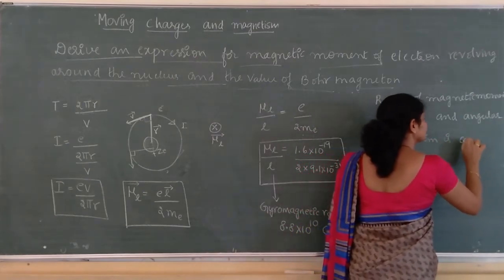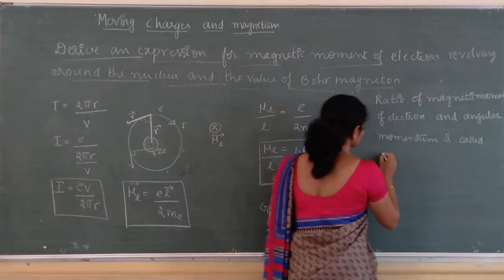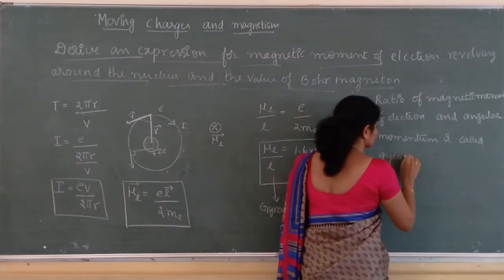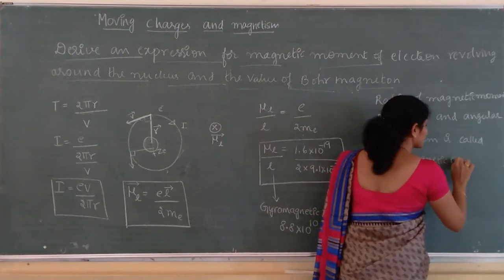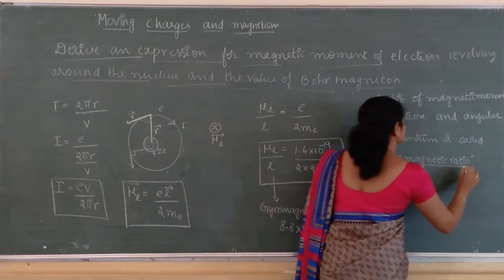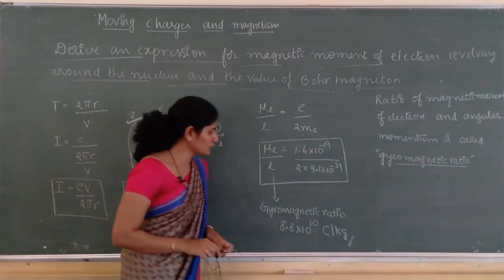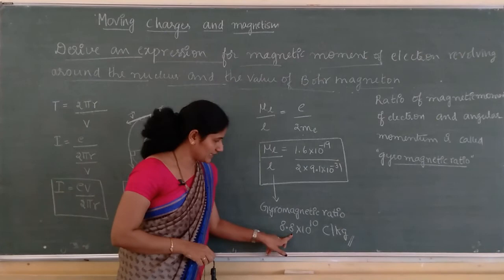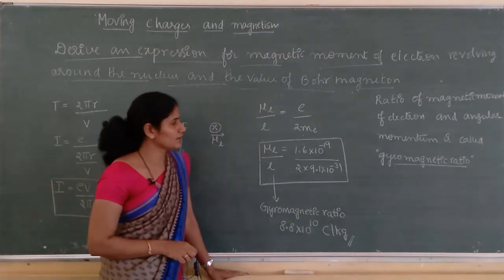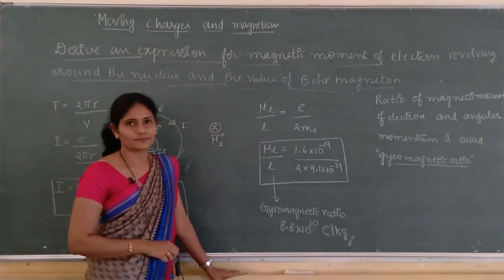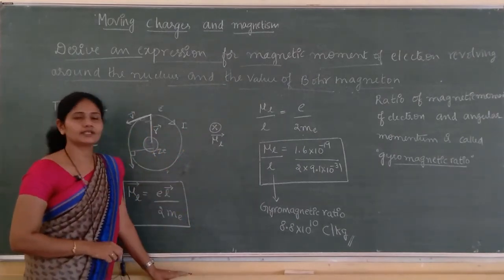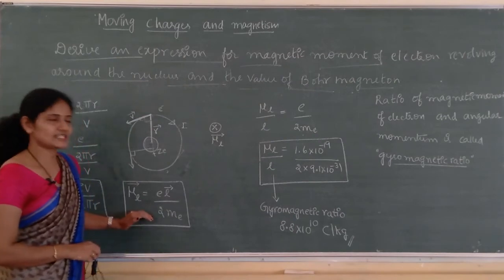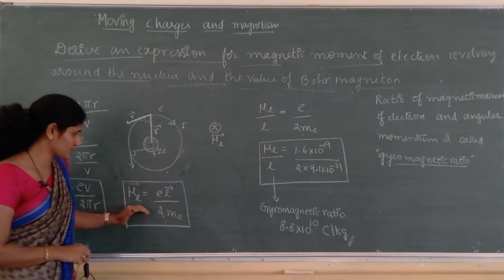This is called gyromagnetic ratio. The value of the gyromagnetic ratio is 8.8 into 10 to the power 10 coulomb per kg. So, mu L by L is the gyromagnetic ratio. From this expression, I will consider this expression now.